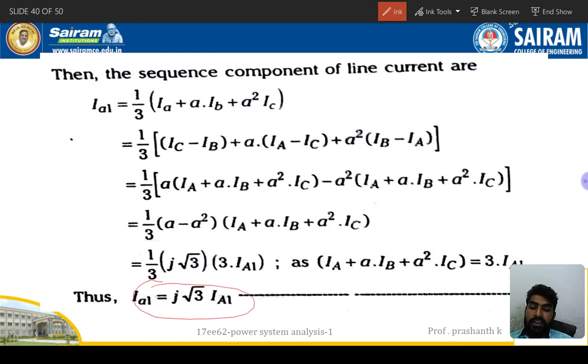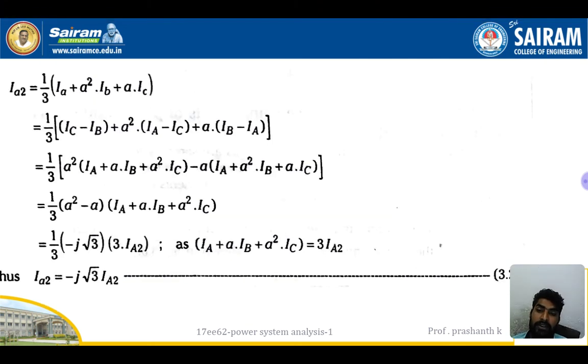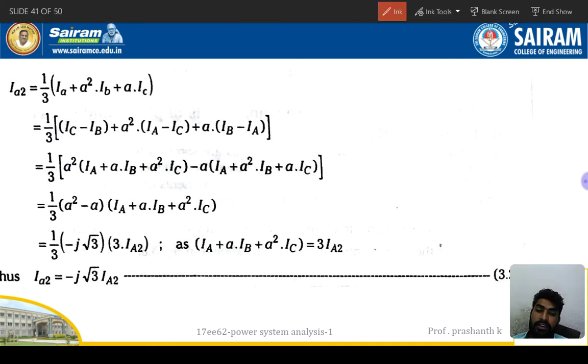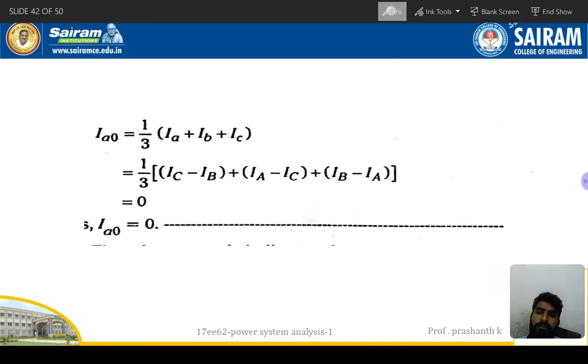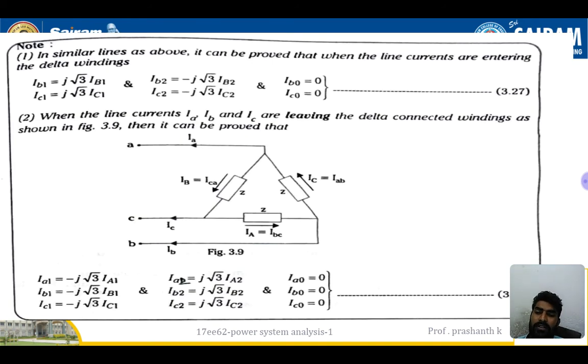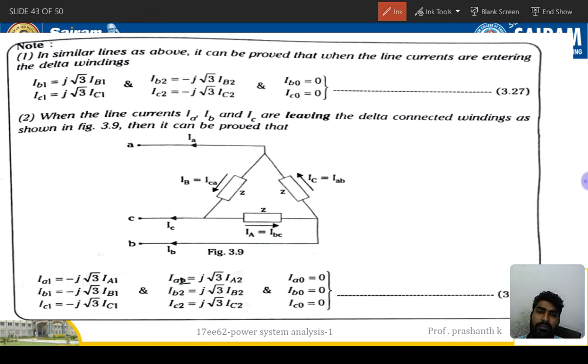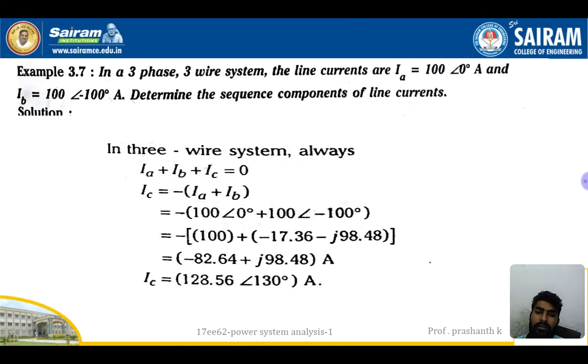IA1 is equal to j root 3 IA1. Already for voltage also we got VA1 is equal to j root 3 VA1, and similarly for the negative sequence component, IA2 is equal to minus j root 3 IA2 as usual. We got the same thing. Similarly, the zero sequence component becomes 0, so IA0 is equal to 0. Just substitute these values over here. And next, these are the equations we have, and then we'll solve a problem.